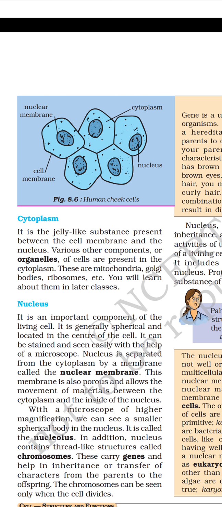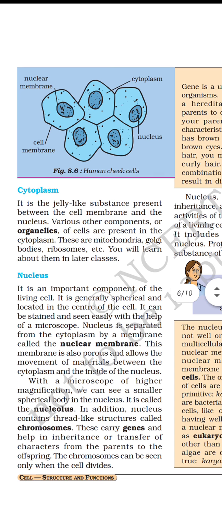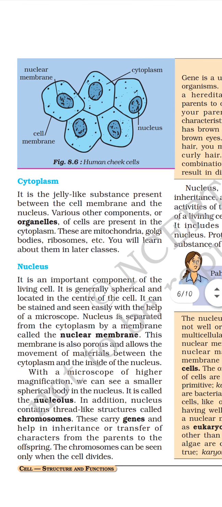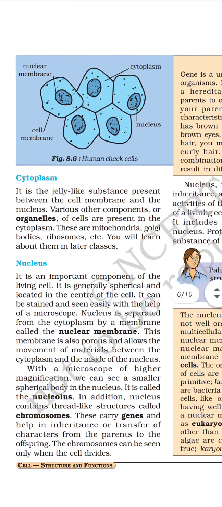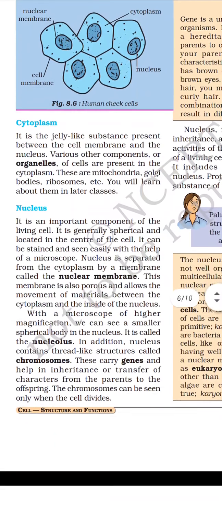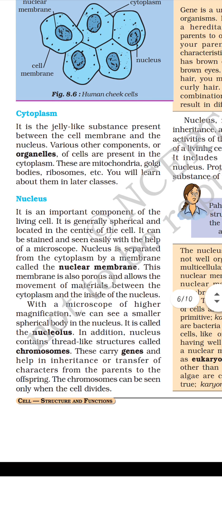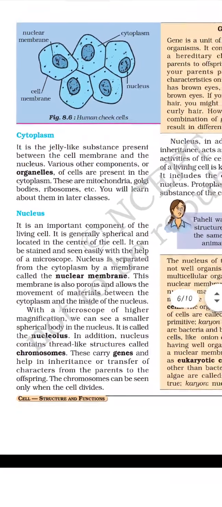And in addition, inside the nucleus there are thread-like structures which are said to be chromosomes, and these chromosomes carry genes. We are familiar with this word, genes. How do we know these genes? Because these genes carry the inheritance or the characters from the parent cell to the offspring. These chromosomes can only be seen during cell division.